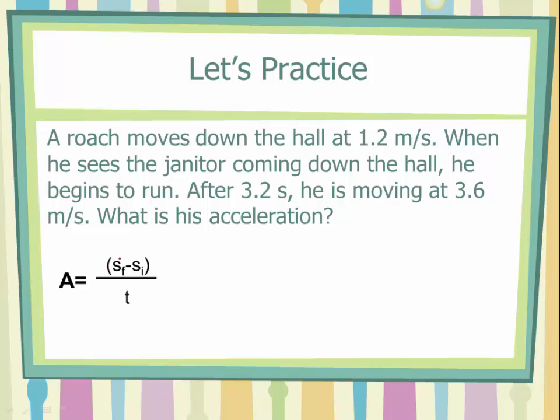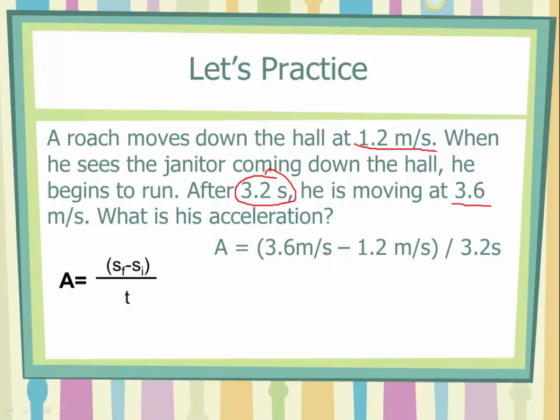So his final speed is just 3.6. His initial speed is 1.2. And the time it took him to change is 3.2. So now we can just plug those in. So 3.6 minus 1.2, that's all going to be divided by 3.2. So you get that the roach accelerated at 0.75 meters per second squared.